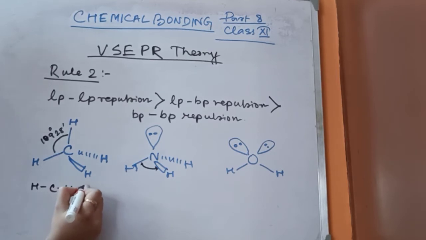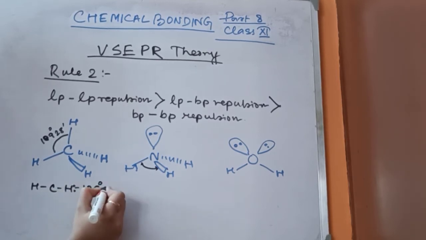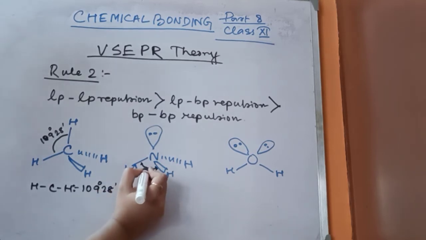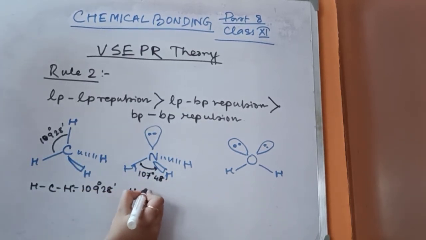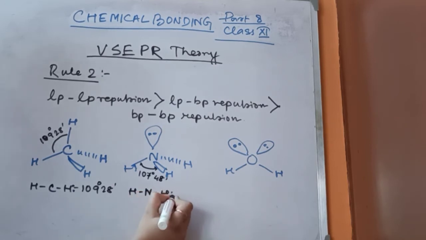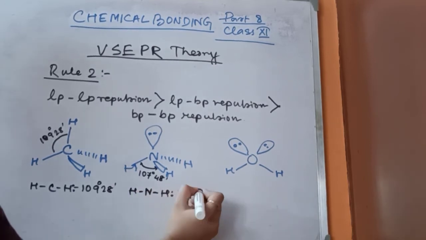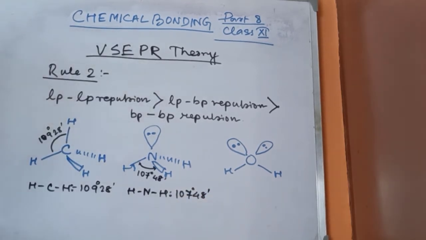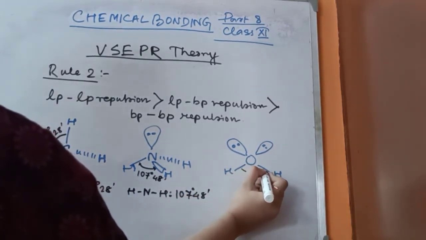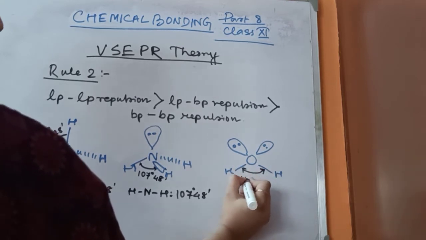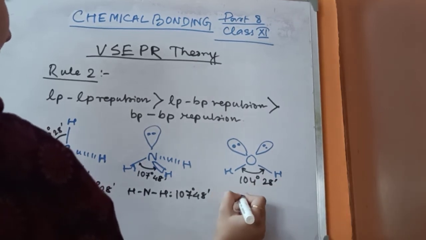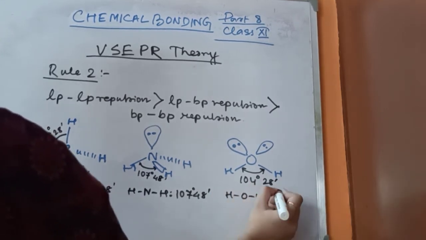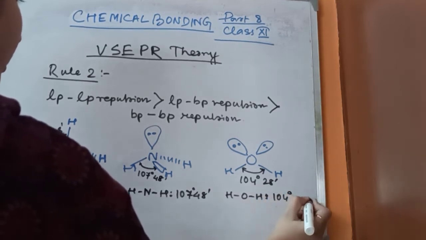HCH bond angle is 109 degree 28 minute. For ammonia, HNH bond angle is 107 degree 48 minute. For water, HOH bond angle is 104 degree 28 minutes.